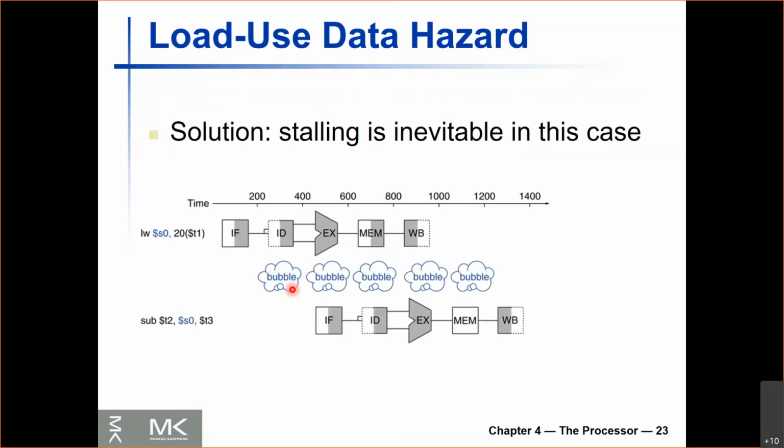And now when we stall for one cycle, we can bypass the value from the mem stage to the execute stage. So here, S0 is available after the mem stage for the load instruction. So we take that and we bypass that to the execute stage. Okay? Is this clear? Any questions about this?